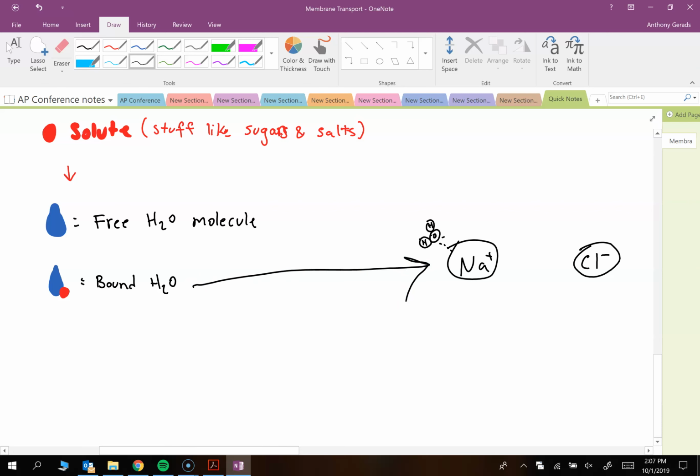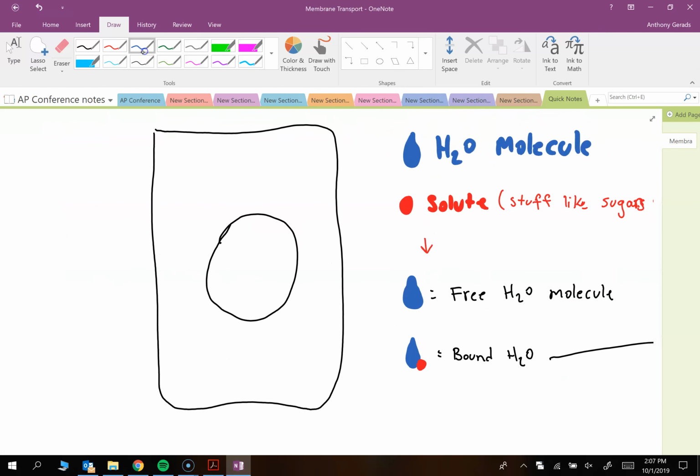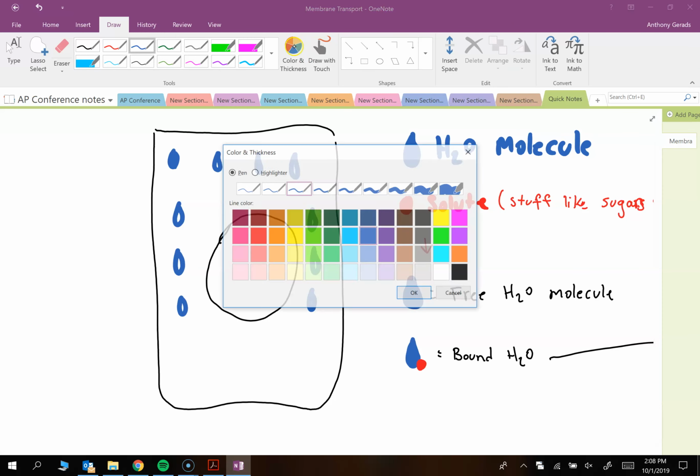It's not this young, wild bachelor water molecule that's running around looking for something to bond with. It's already tied down. Okay? So how this would look. I'm going to draw 10 water molecules on the outside and 10 water molecules on the inside. So 1, 2, 3, 4, 5, 6, 7, 8, 9, 10. That bugs me that I didn't draw it evenly. There we go. And then I'm going to draw 10 on the inside.